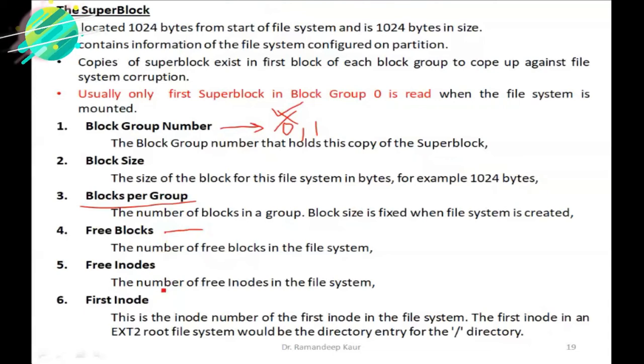Next is how many free blocks are available in the file system, how many inodes are available in the file system, and what the first inode is storing. Whatever type of file system you are using, the first inode number is reserved for your root. That means it stores the location of your file system. So inode number 001 is reserved for reference of your file system. So the first inode number stores the information about your root directory.